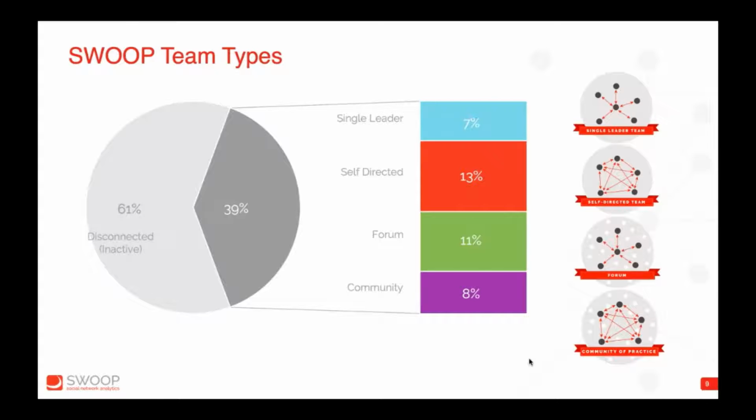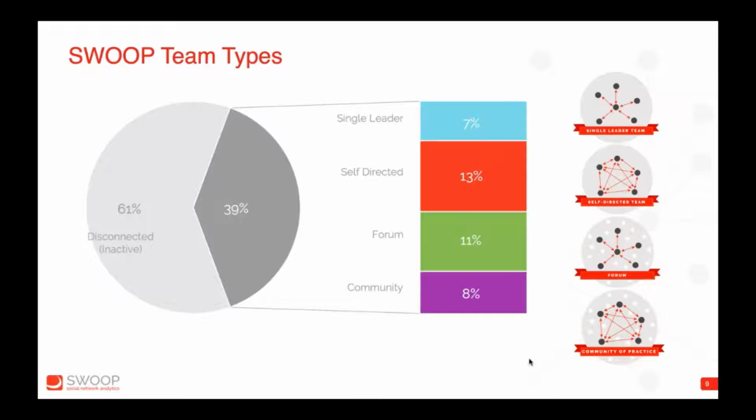They operate, I guess, a little bit like a self-directed team. They have a core group of people facilitating the community, not necessarily a single leader, but more of a community-based leadership. But again, quite a group of people coming together, and often they're simply there to learn.